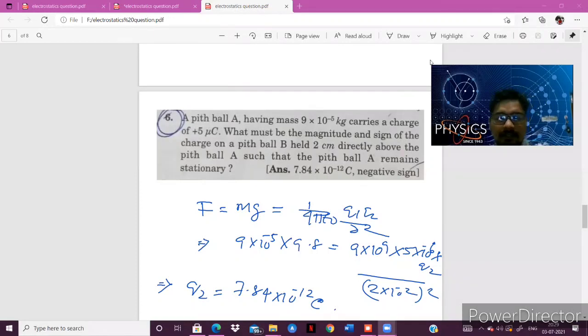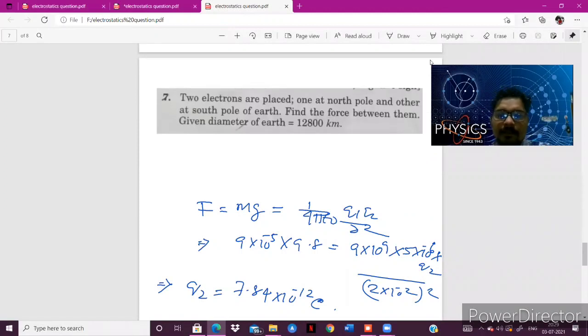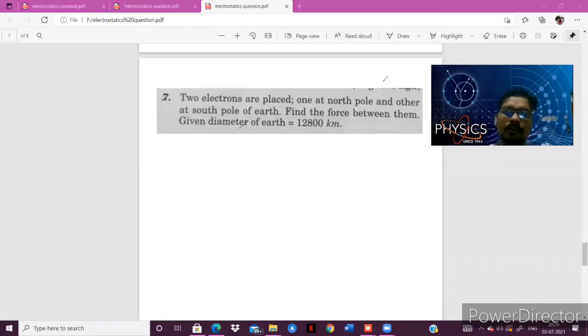And another question: two electrons are placed, one at the north pole and the other at the south pole of Earth. Find the force between them. The diameter of Earth is 12,800 kilometers.